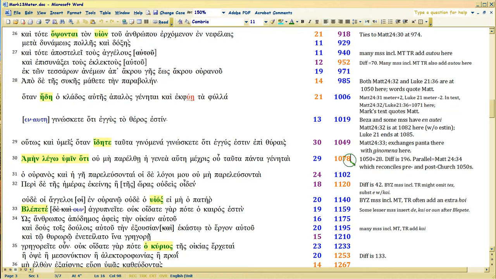1078 is the syllable count. Sometimes they do it by actual occurrence between amen and the next amen. But here, by clause, I didn't count the actual distance between the amens because I don't need to. See, here's the clause, 1078. That's the same number of syllables as in Isaiah 53.